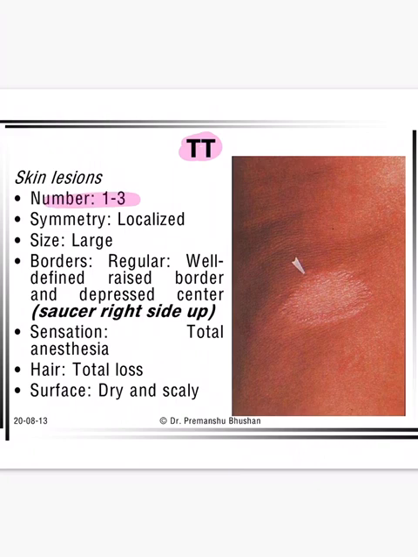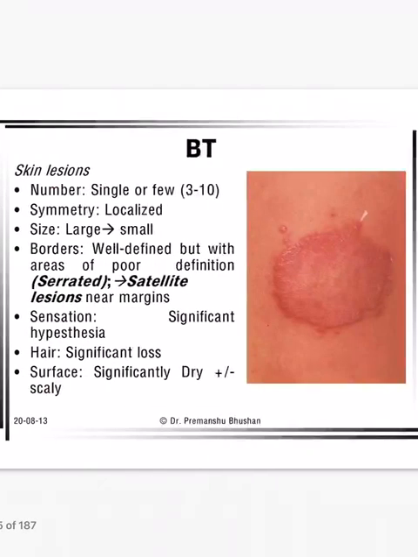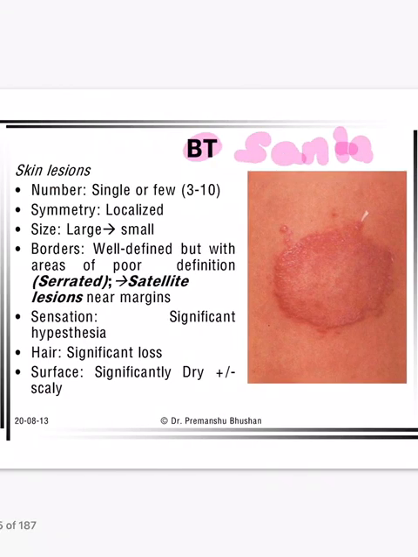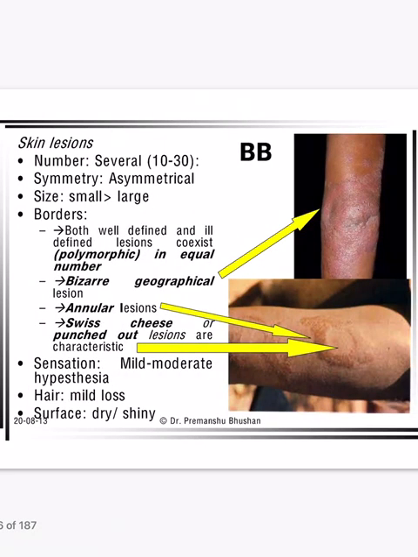Okay, if we talk about tuberculoid leprosy, lesions are less in number, guys, and it's localized. Okay, so this is known as raised saucer-up appearance, guys. If we talk about borderline tuberculoid, then you remember Santa. So what do you see? There is the satellite lesion, guys. See, around the lesion you see satellite lesions, guys.